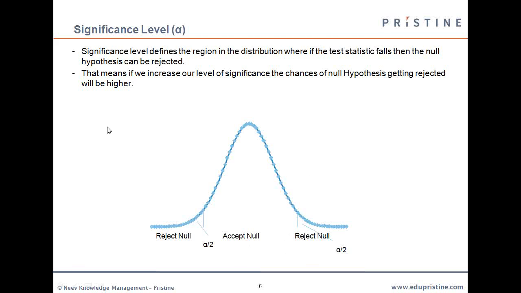As we increase our level of significance, the chances of the null hypothesis getting rejected will be higher. This can be understood by noting that as we increase the level of significance, this region will expand on both sides. If at the moment our alpha is 5% and suppose we go for an alpha of 10%, this region will expand. So the region in which we can reject our null hypothesis will expand.